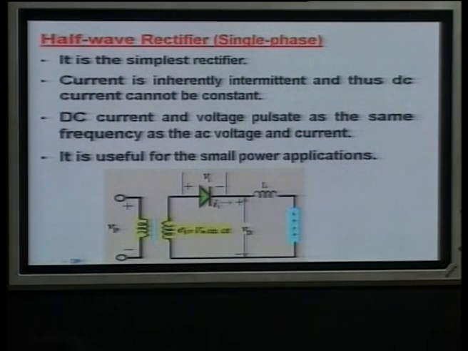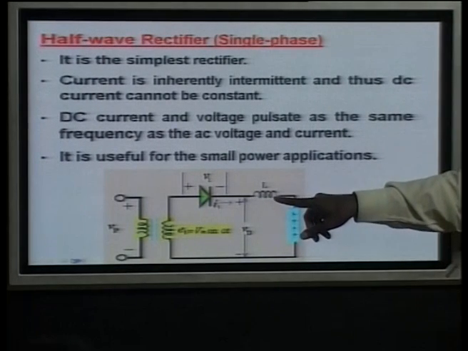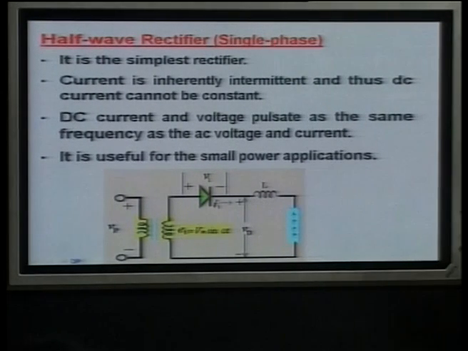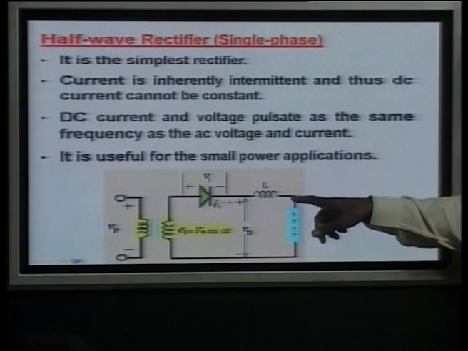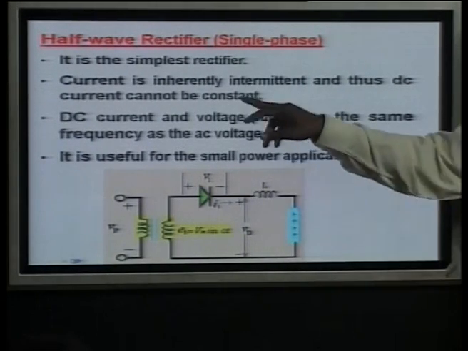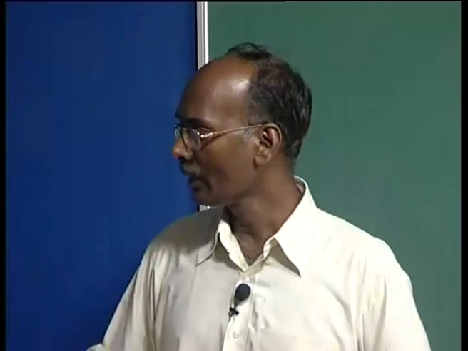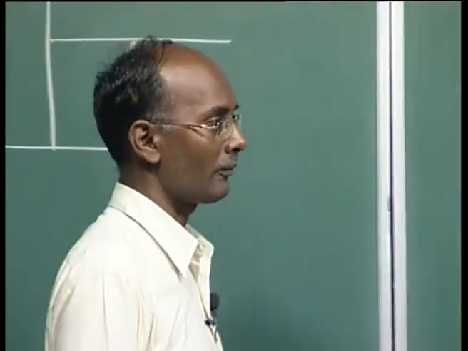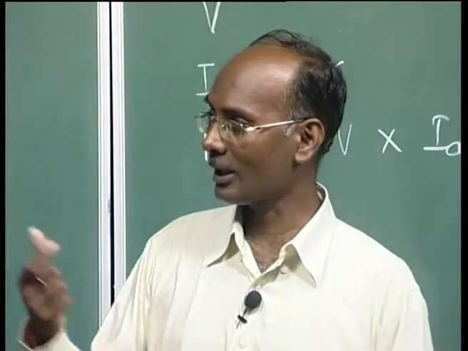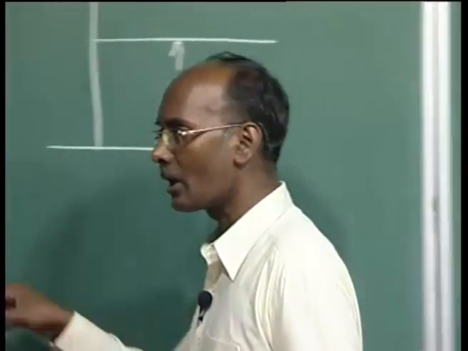In this case, the only problem is that even though you put an inductor circuit here to make the DC current ripple free, it is not possible, because for half of the cycle the current will be 0. That is why it is written that the current is inherently intermittent, meaning it is varying, and thus the DC current cannot be constant in this case. We will see that with a full wave rectifier it is possible to have a constant DC current, but in this case we cannot, and again we will see its output and other things.